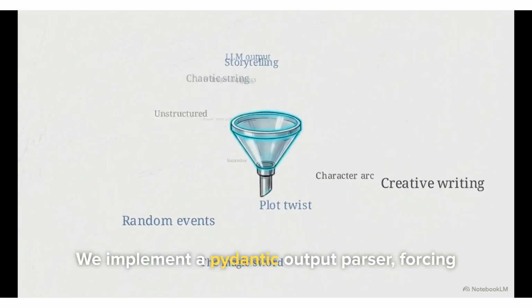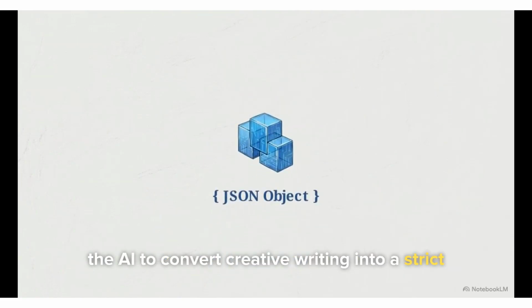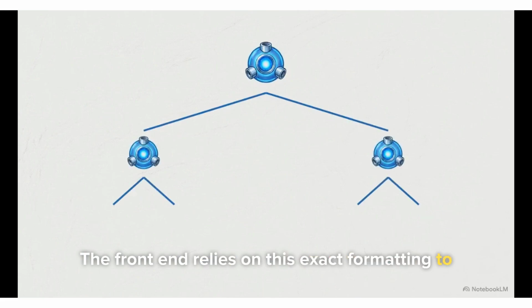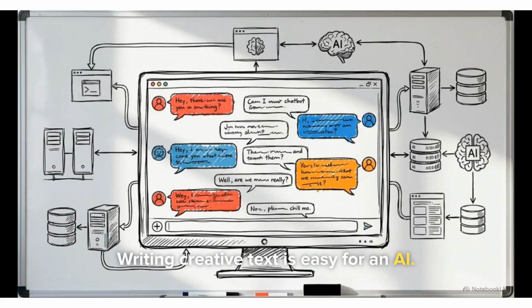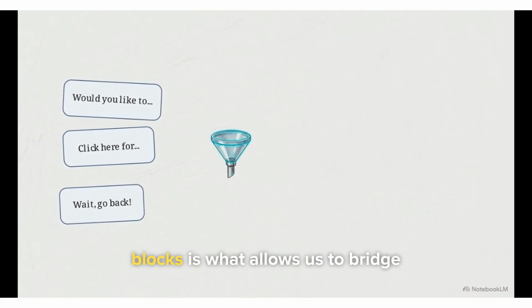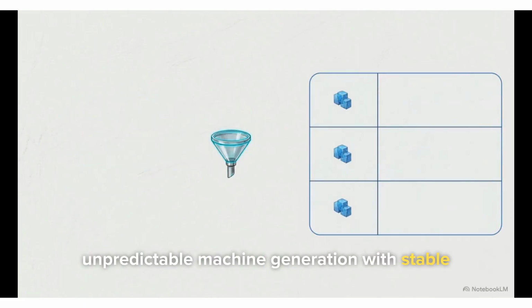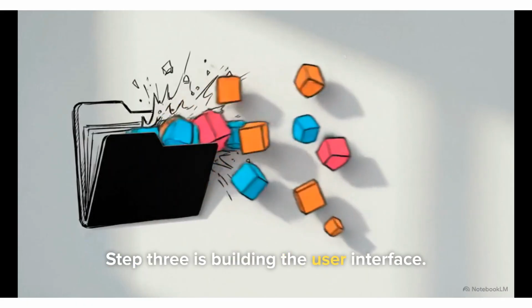We implement a Pydantic output parser, forcing the AI to convert creative writing into a strict JSON data structure. The front end relies on this exact formatting to render the campaign's branching paths. Writing creative text is easy for an AI. Forcing that text into interlocking structural blocks is what allows us to bridge unpredictable machine generation with stable, reliable application logic. Step 3 is building the user interface.